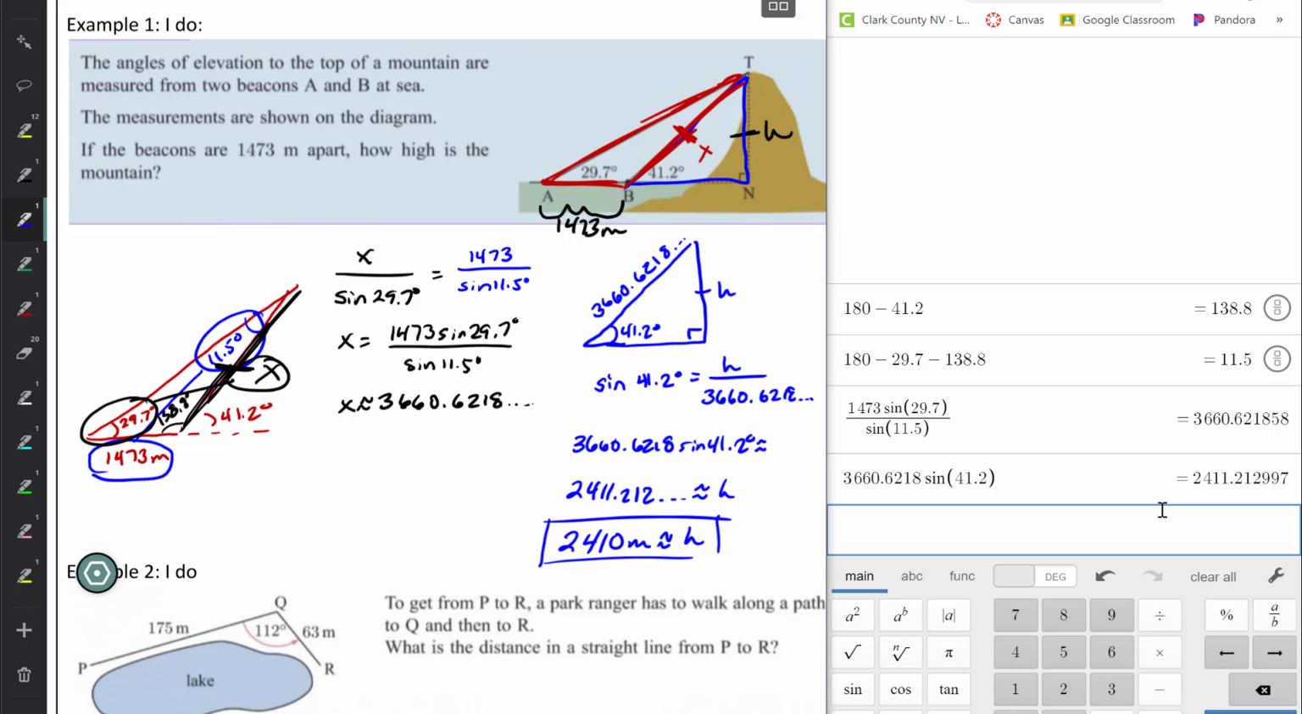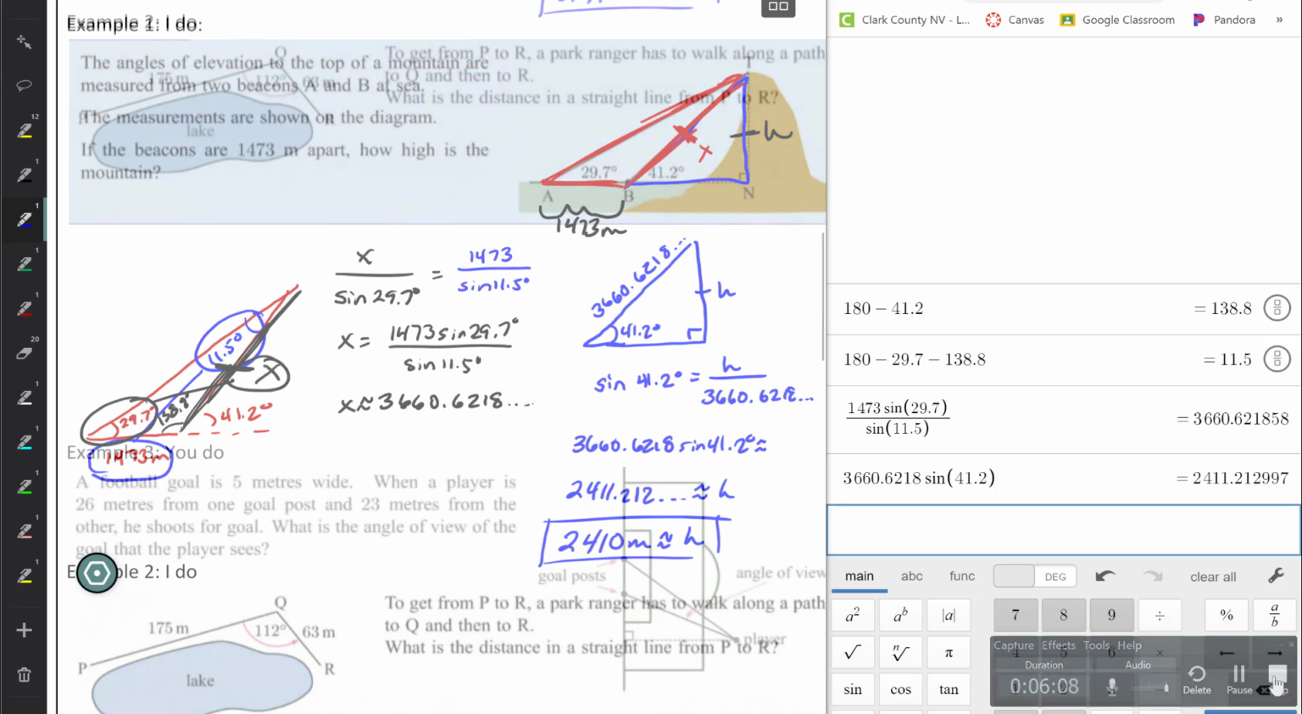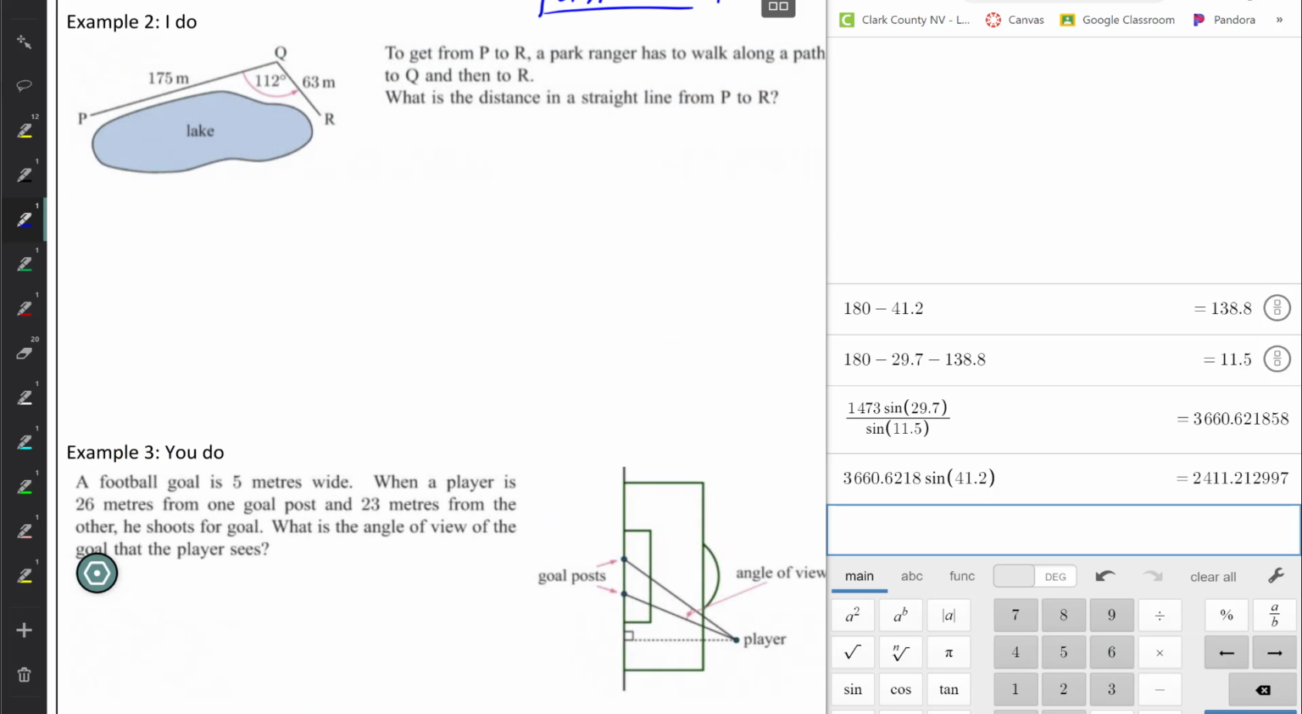All right, let's go ahead and take a look at another example. This next one I think is going to be a little bit more straightforward, but let's see what we need to do with it. Now, to get from P to R, a park ranger has to walk along a path to Q and then to R. Otherwise, you'd be walking through a lake. Can't walk through a lake. That's silly. Now, what is the distance in straight line from P to R?